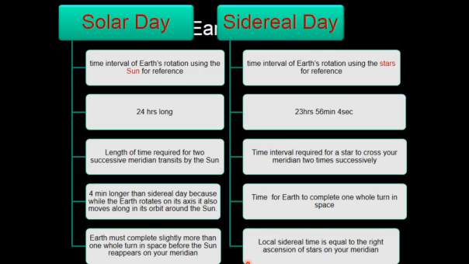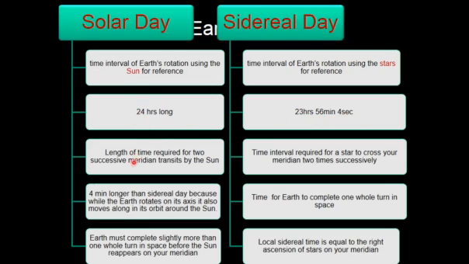Now let us have a comparison between solar day and sidereal day. For the solar day, we take the time duration of Earth's rotation using the sun as a reference, while the sidereal day uses a star as reference. The solar day is what is familiar for us, which is 24 hours long, and the sidereal day is less than the solar day, actually 23 hours 56 minutes 4 seconds.